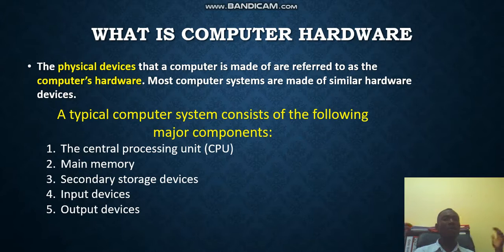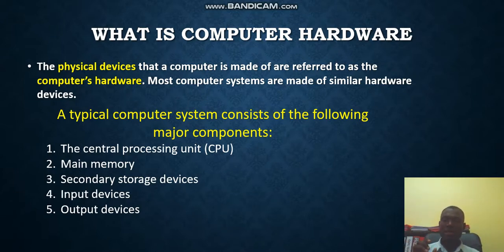Most computer systems are made of similar hardware devices, and if you look into it, you will find the central processing unit, the main memory, the secondary storage devices, the input devices, and not forgetting the output devices, which bring the information onto the screen for you to see. As I'm presenting to you, the output device is the screen, the monitor, which displays the output.